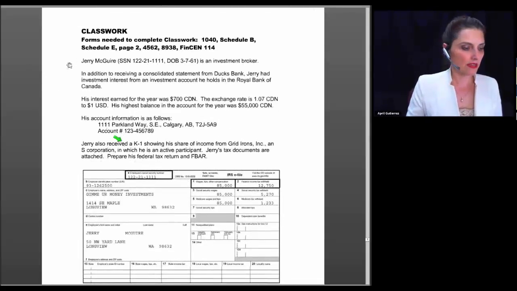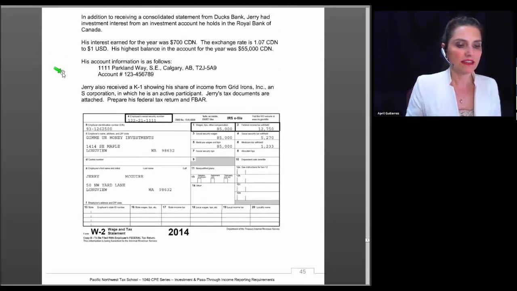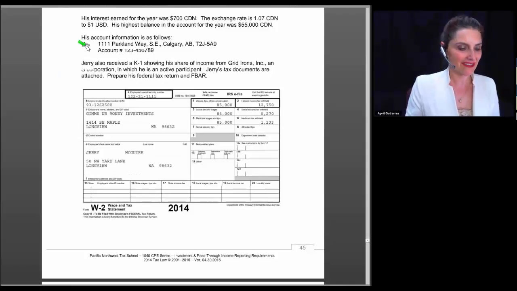And the classwork assignment involves a character named Jerry McGuire, who is an investment broker. And in addition to receiving a consolidated statement from Dux Bank, Jerry had an investment interest from an investment account he holds with the Royal Bank of Canada. The interest he earned for the year was $700 Canadian, and the exchange rate is 1.07 Canadian to the US dollar. His highest balance in the account for the year was 55,000 Canadian. The account is in Calgary at this address.